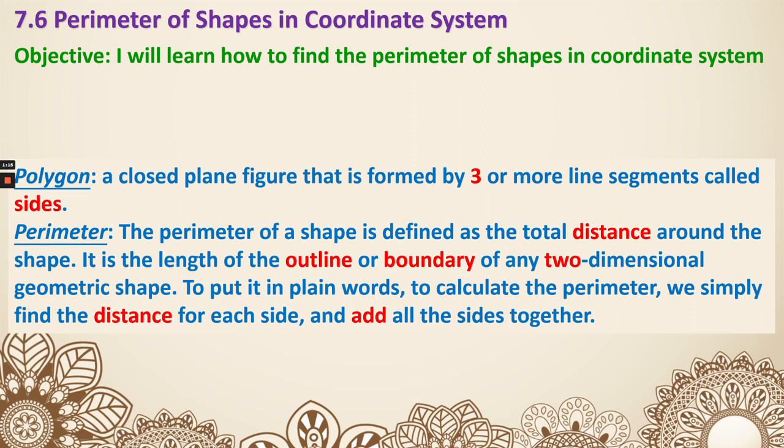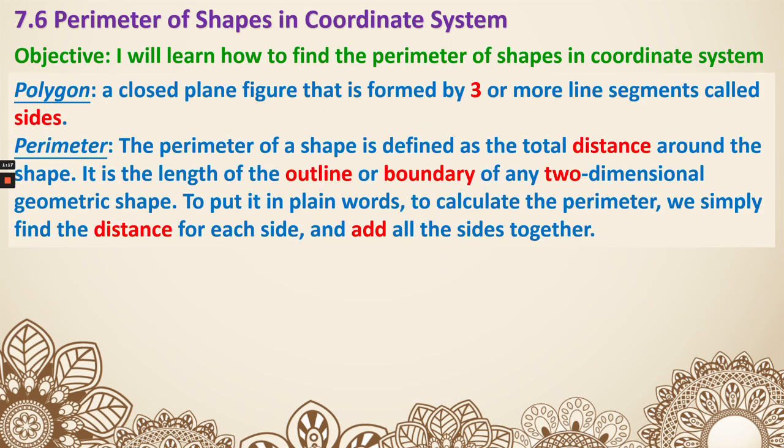Next, some more review. Polygon. A polygon is a closed plane figure that is formed by 3 or more line segments called sides. Again, 3 or more, so that means a triangle is still a polygon. Keep that in mind.